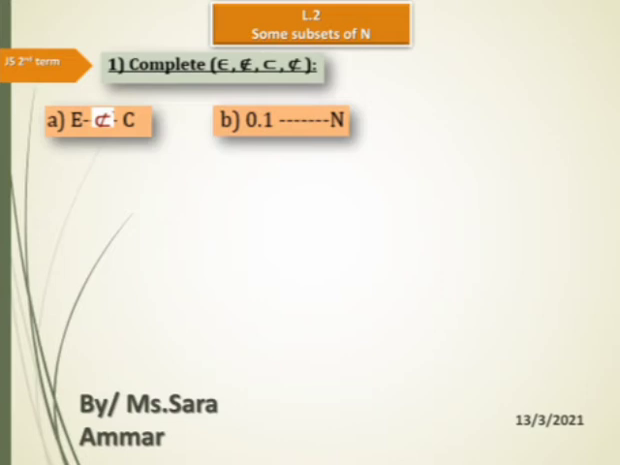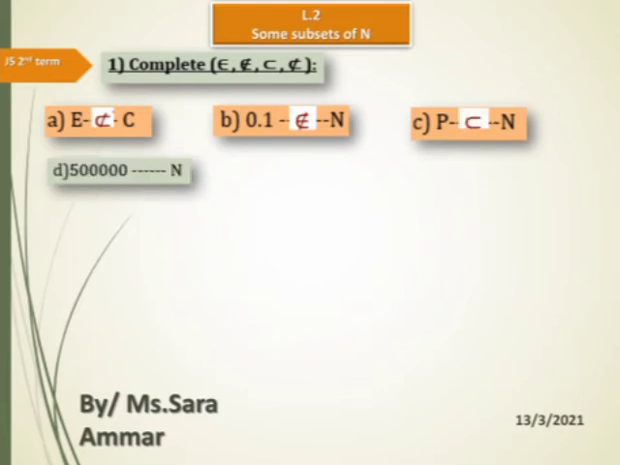In the second question we have the number 0.1, which is an element, and as you can see it's a decimal, so it doesn't belong to N, because N doesn't have decimals. P again is a set of prime numbers, so you are choosing between subset and not subset, and we just said that all prime numbers are a subset of N.